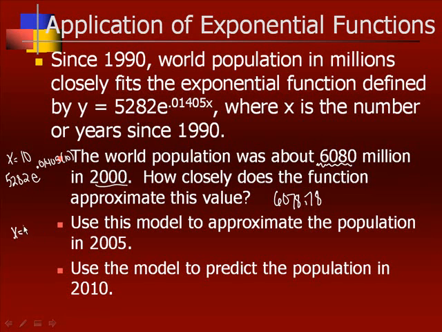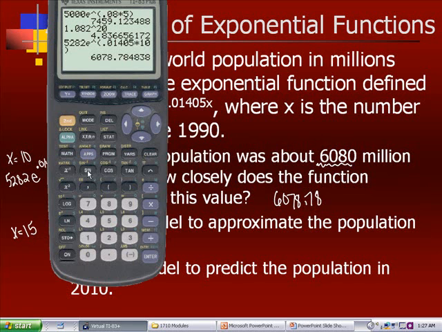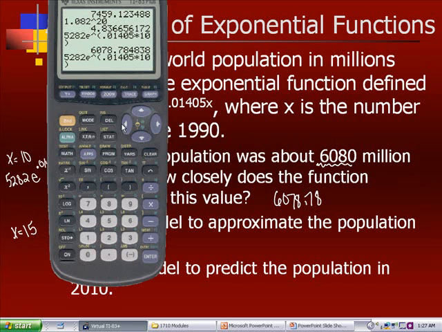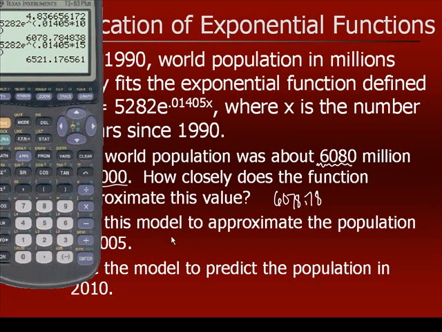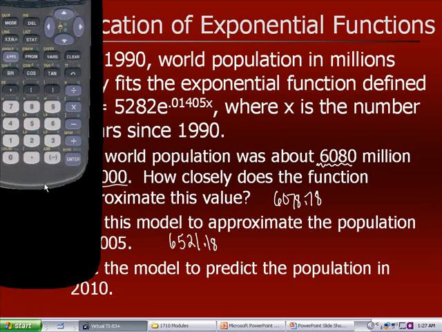Now it says use this model to approximate the population in 2005. Well, 2005 is 15 years after 1990. So we're just going to go to our calculator. Remember, second enter is a repeat command. I'm just going to change the power of 10 to the power of 15. When we do that, we are predicting that the population in the year 2005 would be 6,521.18 million.